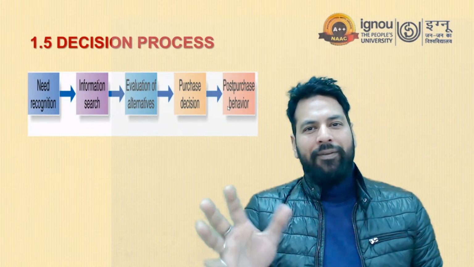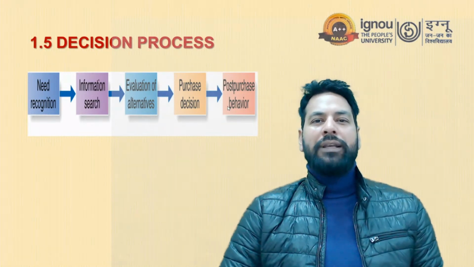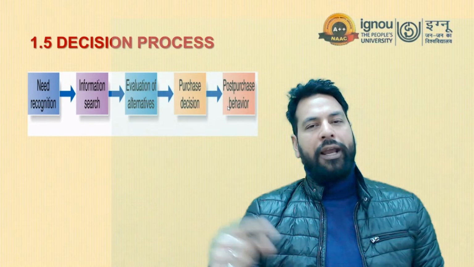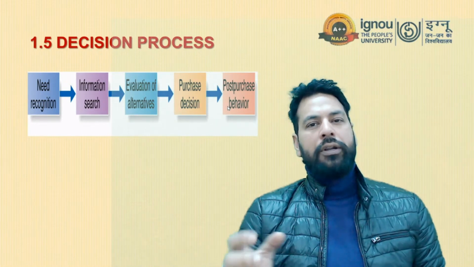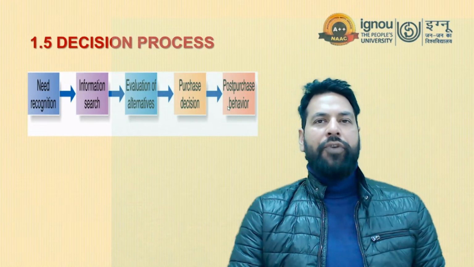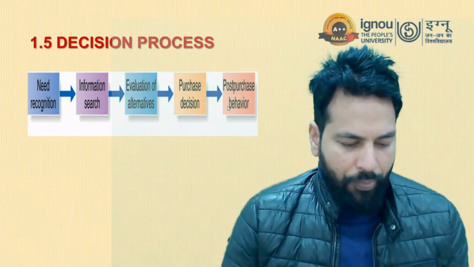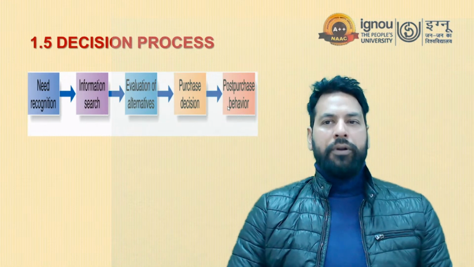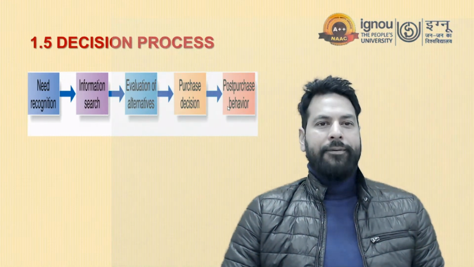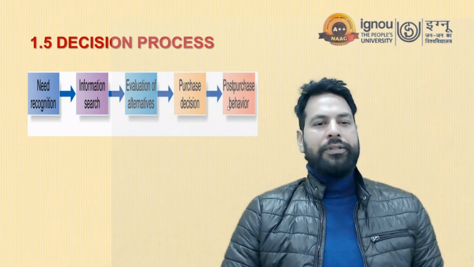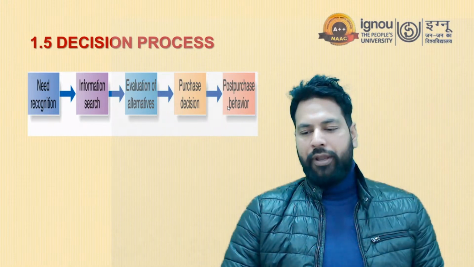So I will have a dissonance. Dissonance means what I thought and what I got. The difference between these two is called dissonance. So this is a 5-step process a consumer adopts while making a purchase. I'm sure this is clear. This you can use in your personal life as well. Moving ahead.